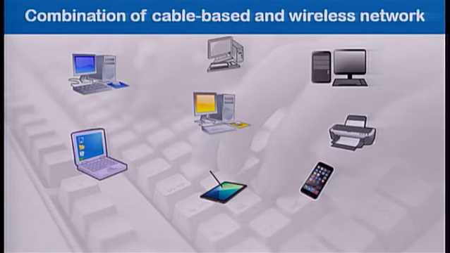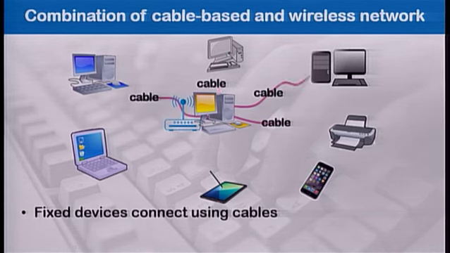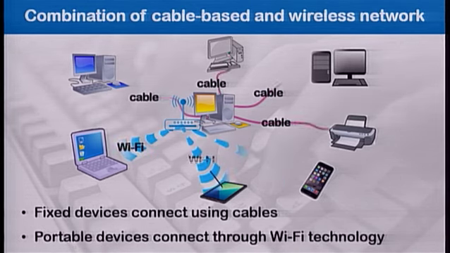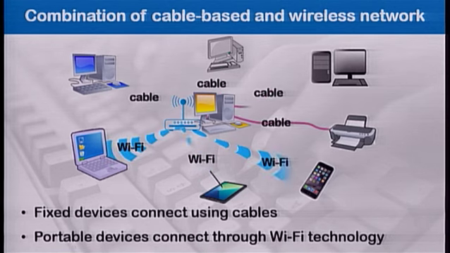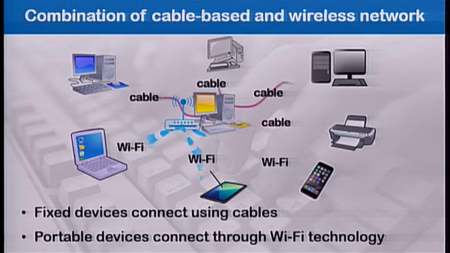The network shown here consists of both fixed and portable devices. Devices in this network can be connected in two ways. Some connections can be wired, that is using a cable to connect two devices. For example, the desktop computers and the printer may be connected to the main computer using cables. Connections can also be wireless, that is two devices are connected using Wi-Fi technology. For example, the laptop, tablet PC, and smartphone may connect to the main computer through Wi-Fi.